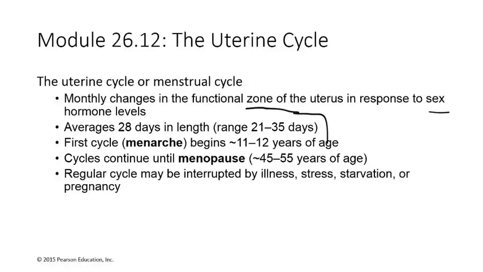The first cycle, menarche, the onset of menses, begins somewhere in the 11th to 12th year. It can be before that. It can certainly be after that. That's simply an average. And this cycle will continue until menopause, which is usually around the 50-year mark, so 45 to 55 years of age. Again, these are average ranges. This cycle can be periodically interrupted through illness, stress, starvation, and of course, pregnancy.